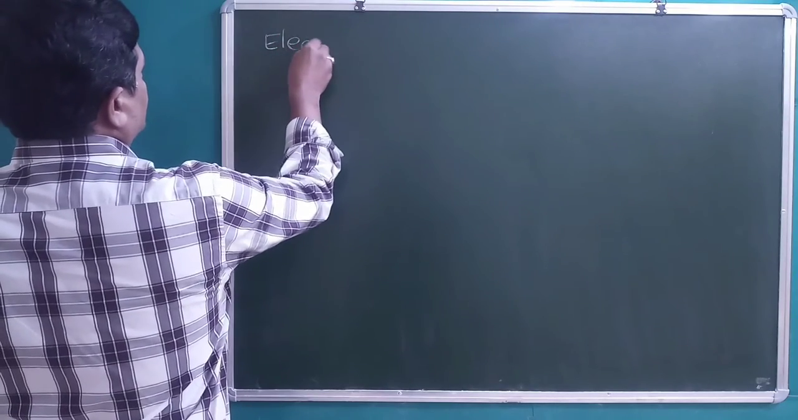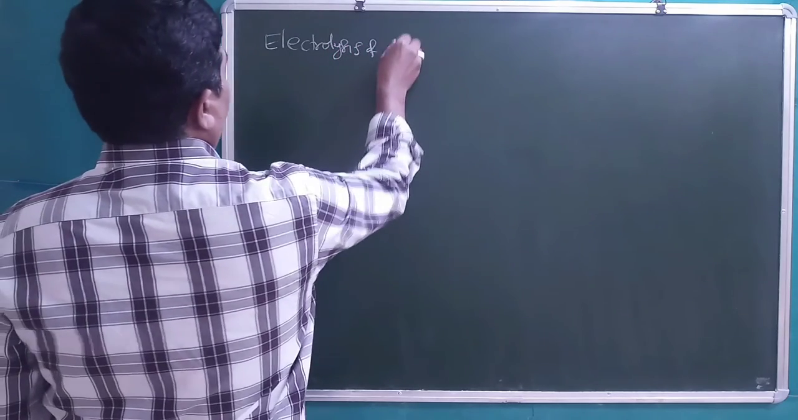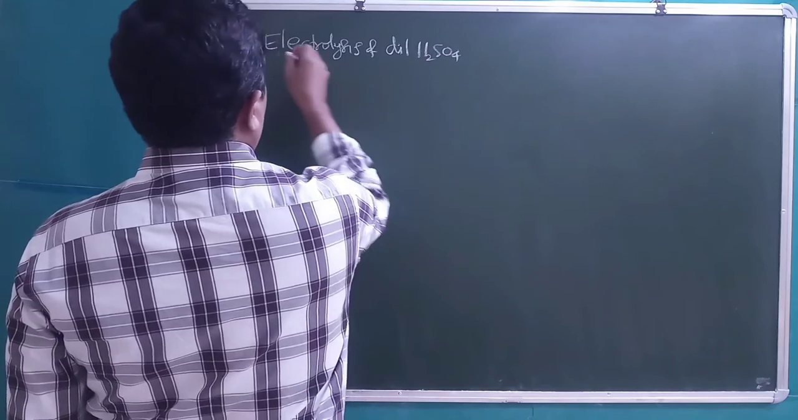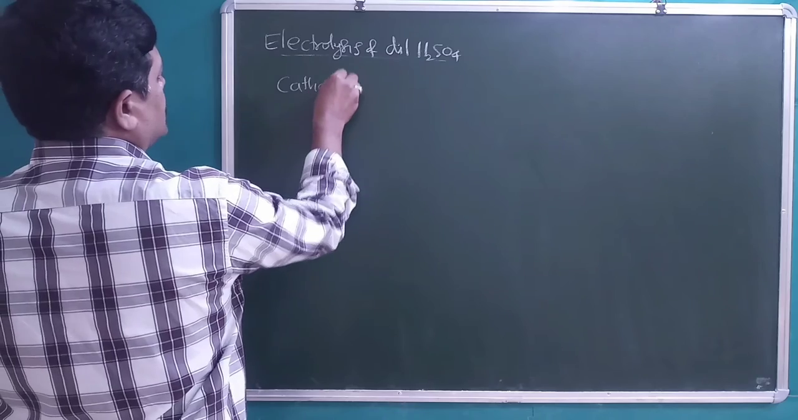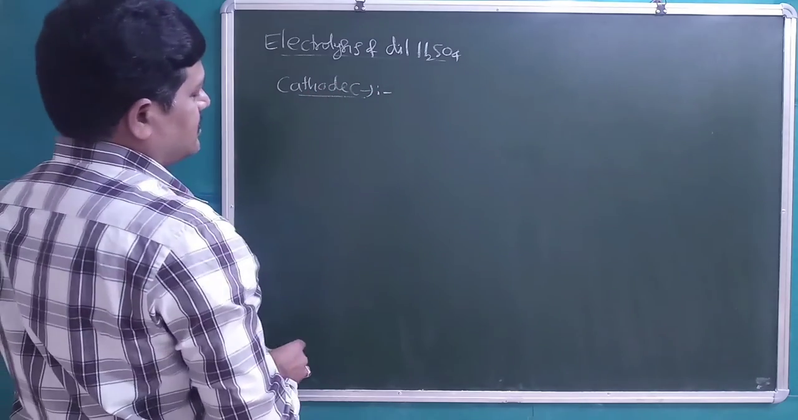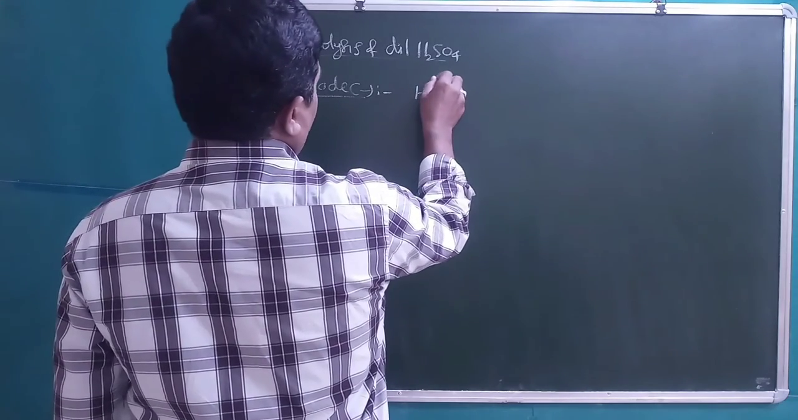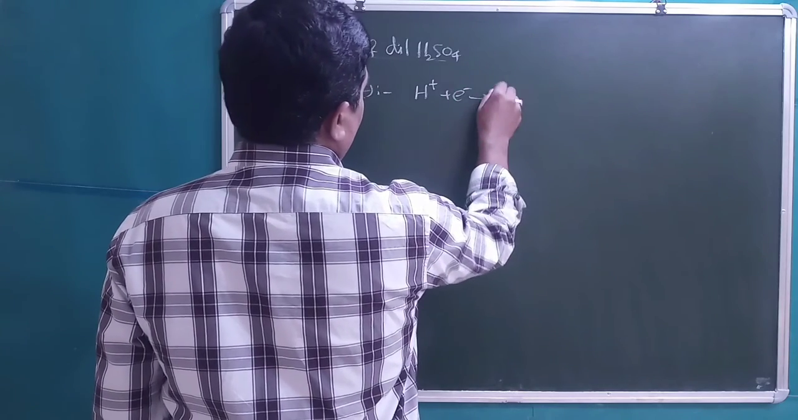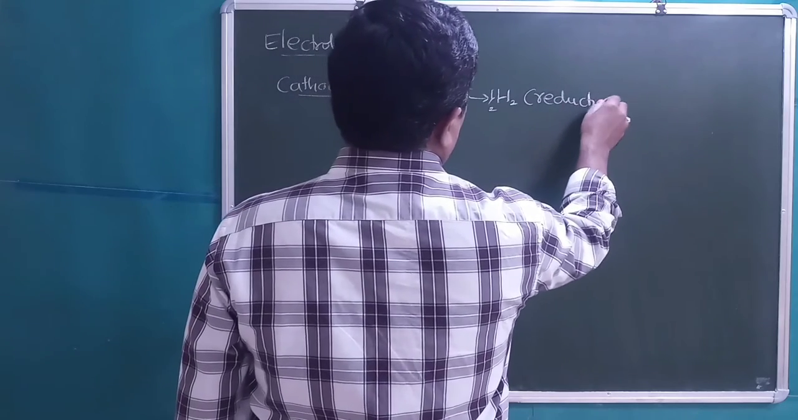Electrolysis of dilute sulfuric acid. Students, reaction at the cathode: the charge on the cathode is negative, so the cation will migrate towards the cathode. The cation present is H plus. H plus plus electron gives half H2. Gain of electrons we can call a reduction.